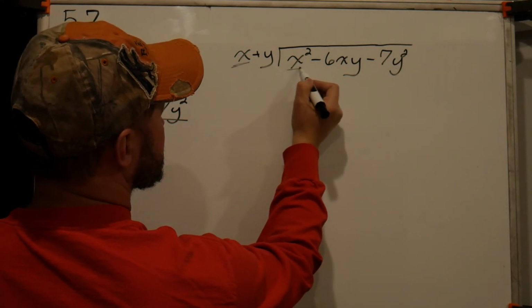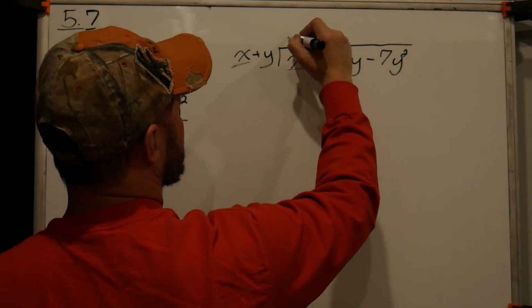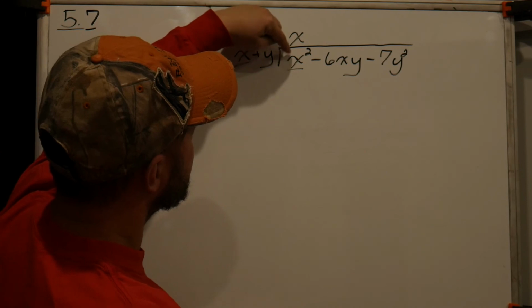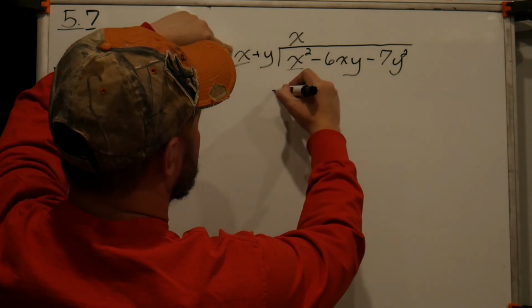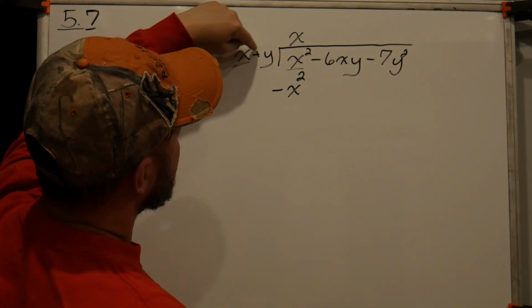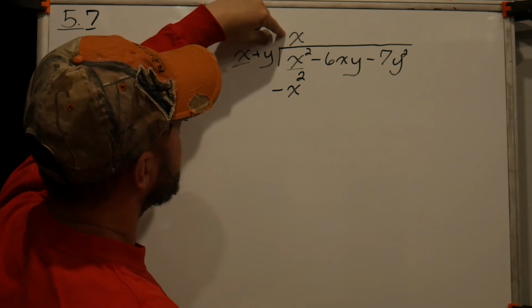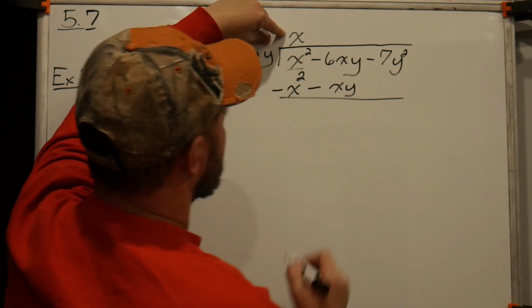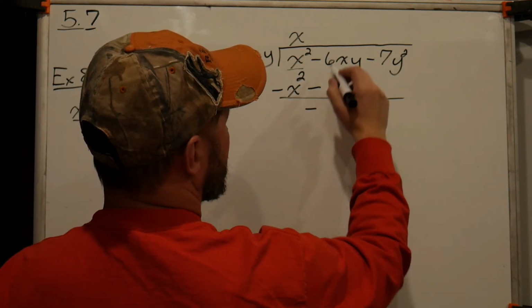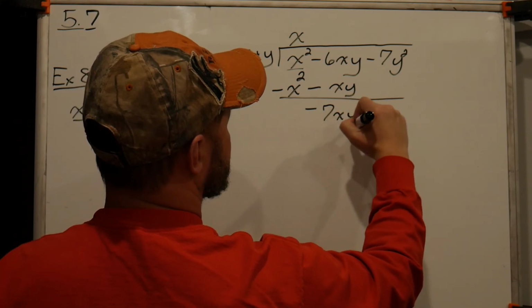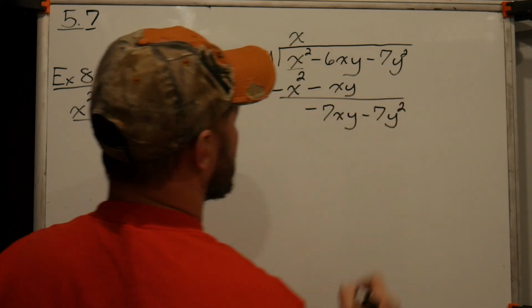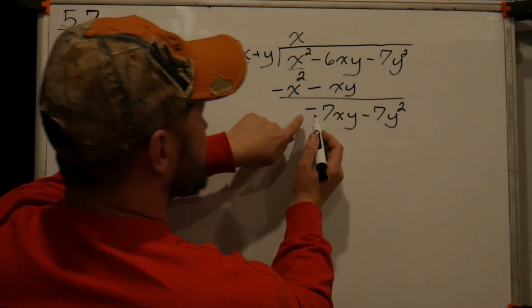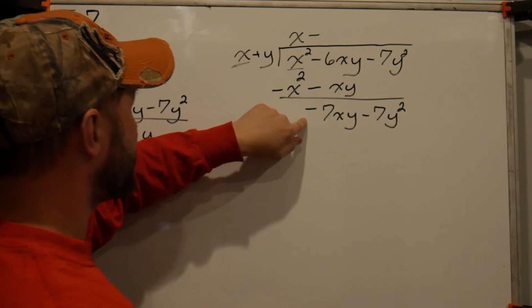How do I make x equal x squared? I have to multiply it by x. When I multiply it by a positive x, I get positive x squared, and I subtract it. Well, then I have a y times an x. I have positive xy, so I'm going to subtract that as well. When I do, I combine these, and I have negative 7xy minus 7y squared.